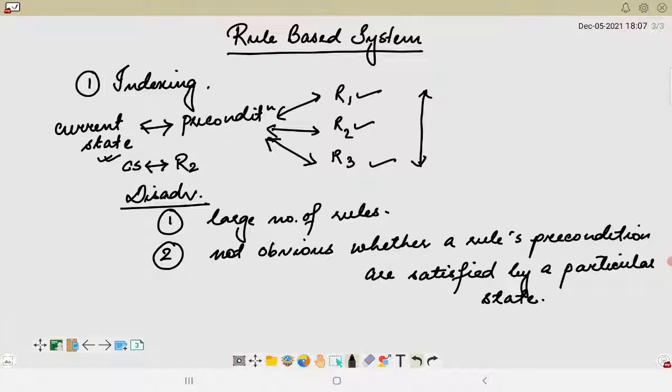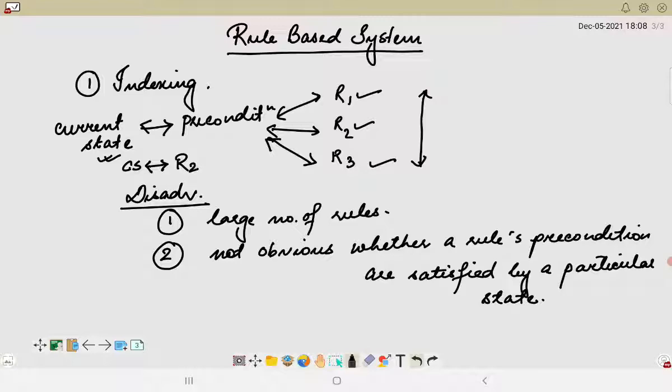Okay, so what can be the possible solution? The possible solution can be, we can use the current state as an index to the rules and select the matching ones immediately. So here, instead of focusing more on the rules, we will be focusing more on the current state as an index to the rules, and then we will select the matching ones immediately.